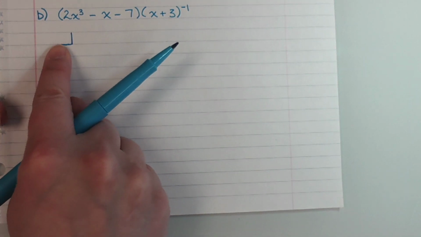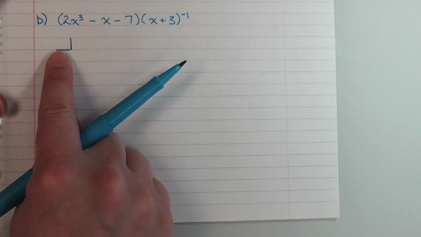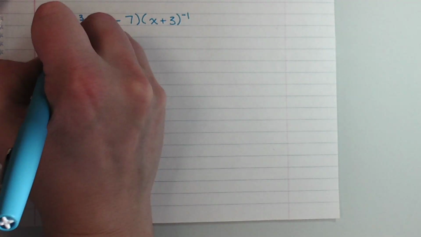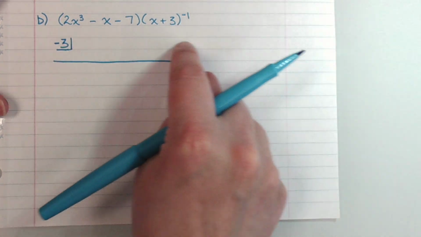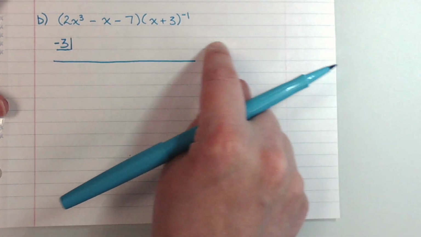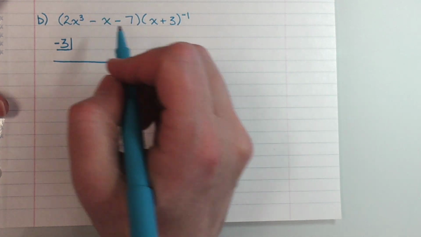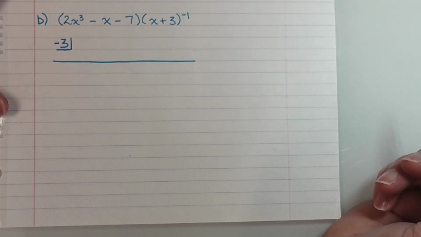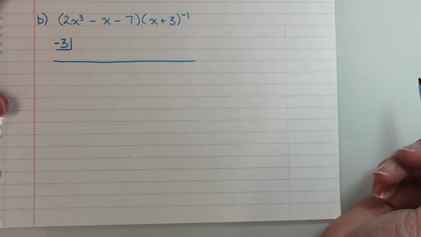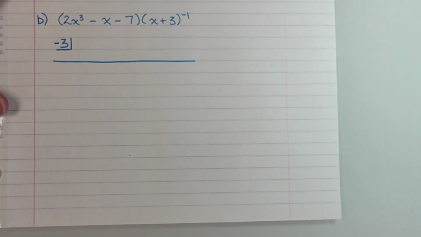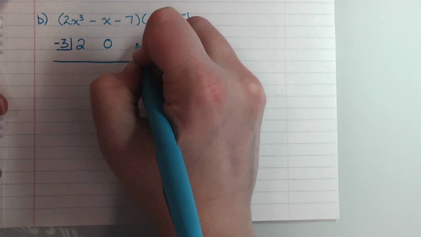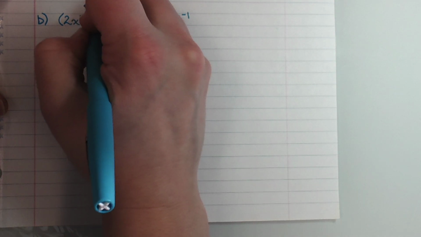Okay, what goes in the little box? Negative 3, opposite of that number. What goes along here? No. Close. 2, 0, negative 1, negative 7. Because I'm missing my x squared term.